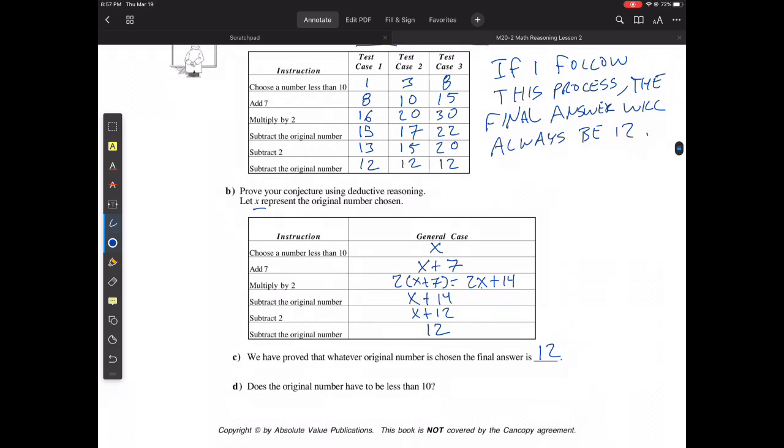Does the original number have to be less than 10? No. X can represent any number. X isn't specifically a number less than 10 or between 1 and 10. X can be literally anything. And as we've seen, even if we start with x, which can be any number, the final answer always winds up being 12.